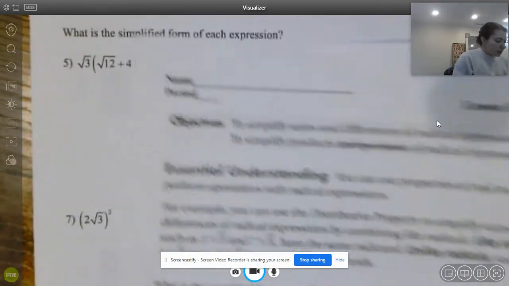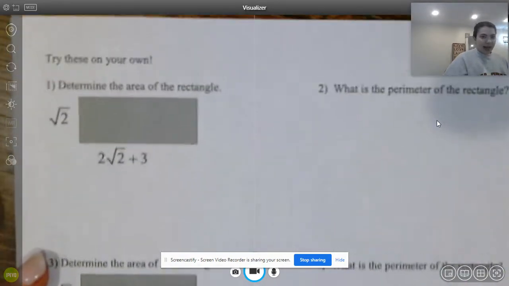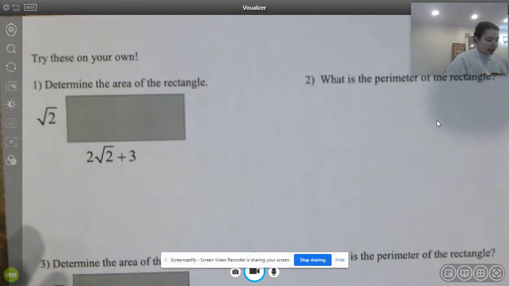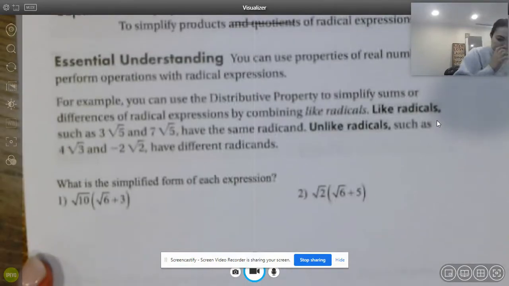This Edpuzzle is going to take us through the first 2 pages of this assignment. And then this last page where it says try these on your own is your homework for tonight. So let's go ahead and let's begin.